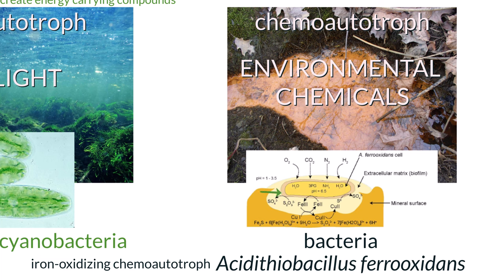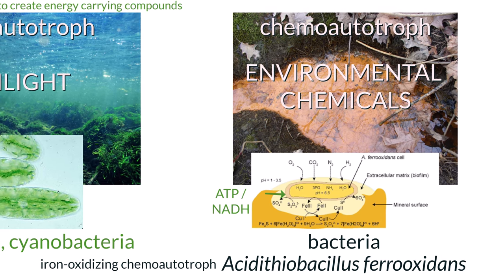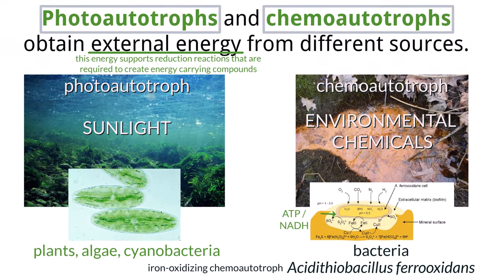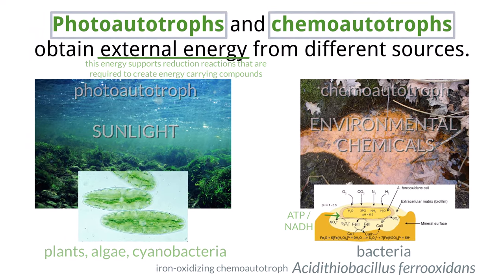The outer membrane of the A. ferrooxidans bacteria can oxidize the iron ions and take in their electrons, which are accepted by electron carriers within their inner membrane. These electrons provide energy that is used to create other energy-carrying molecules like ATP and NADH, which can be taken and used to create other carbon compounds, like sugars, that can be broken down later for more energy. So again, the key point to remember here is that photoautotrophs get their external energy from sunlight, and chemoautotrophs get their external energy from chemicals within their environment.